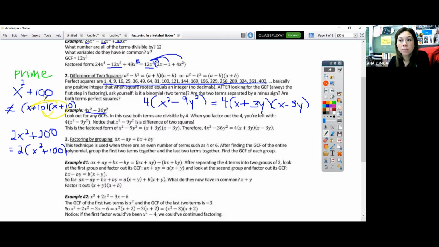If you start with a problem that you can't do anything to at all, no factoring at all, then it's called prime. Okay, you cannot factor. If you can even take out a GCF, then that's how you're factoring it, so you don't call it prime. But this only works for the difference of two squares. That's why it's called difference of two squares. Difference meaning subtraction. Okay, so that's the second type of factoring.